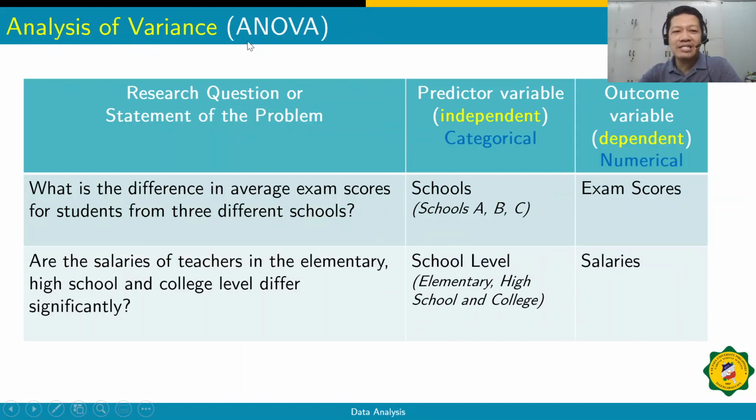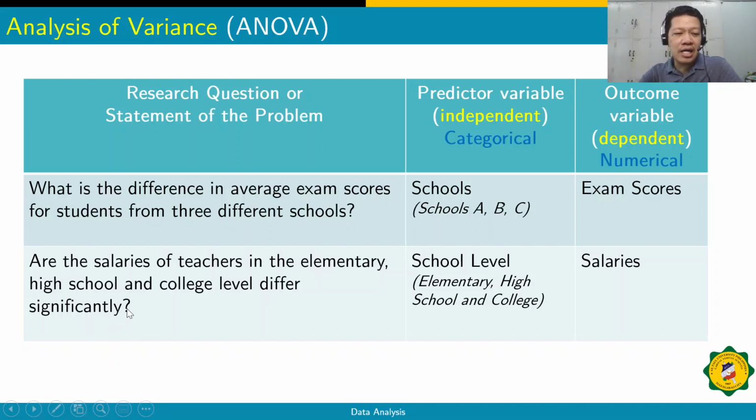For the analysis of variance, or what we call ANOVA, we know that this is used to compare 3 or more groups. For this research question, what is the difference in average exam scores for students from 3 different schools like A, B, C? So we have 3 groups being compared. The thing that we have to compare here is the exam scores. So you can use ANOVA.